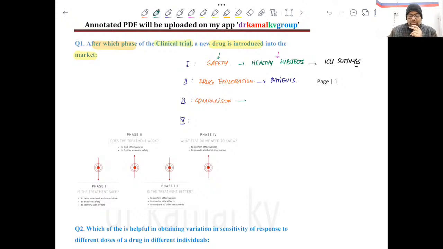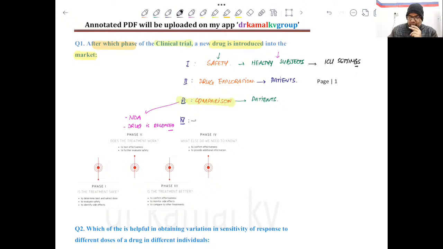And once you are satisfied that this drug is better than the already available options in the market, you can introduce the drug into the market. So after phase 3, a new drug application is filed and the drug is released into the market. Clear? So it is after phase 3 that we will introduce the newly developed drug into the market. Clear? So this is phase 3. Again the drug will be given to patients.